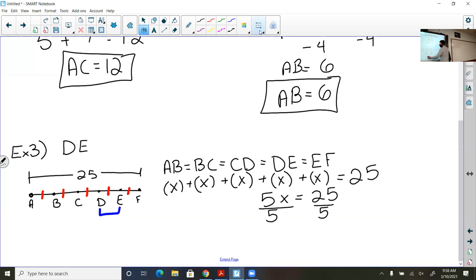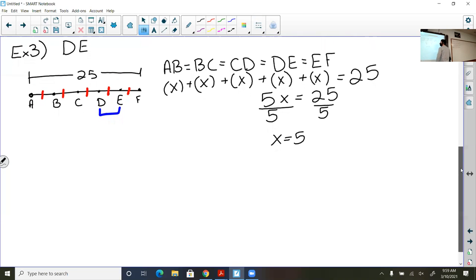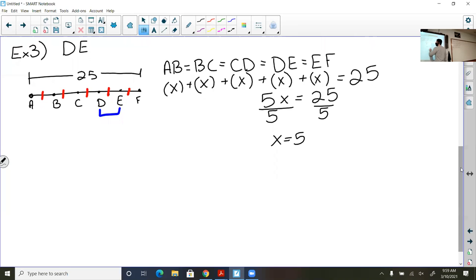Divide both sides by 5, and x equals 5. So that means that each line segment is 5 units long. So to answer the question, DE is equal to this unknown value of 5. Again, something that you could have just looked at and said, well, if there's 5 segments, they equal 25, just divide it by 5. Yes, you were right with that.